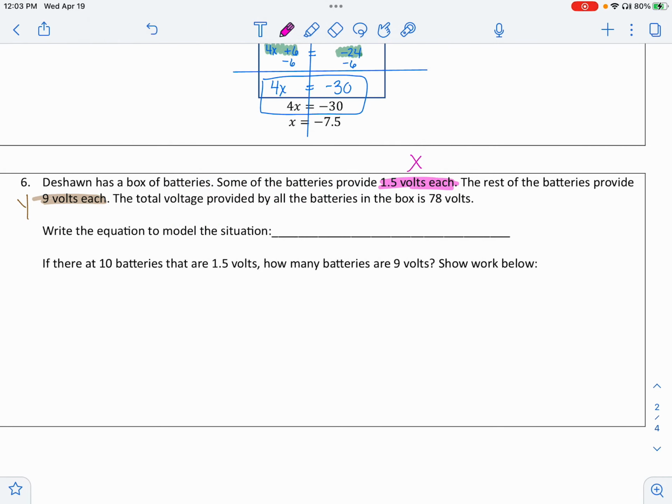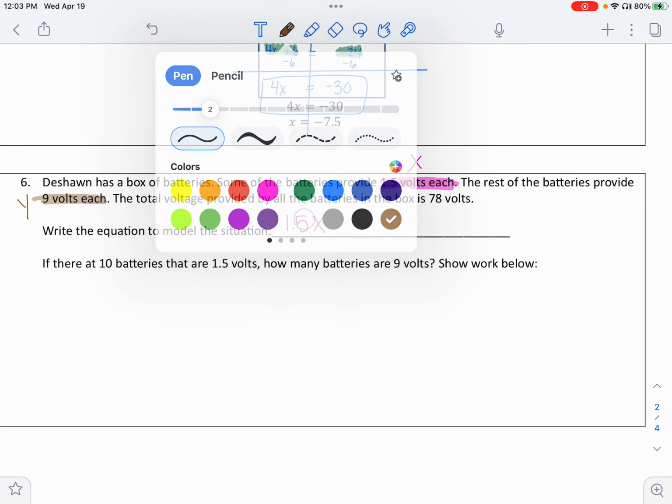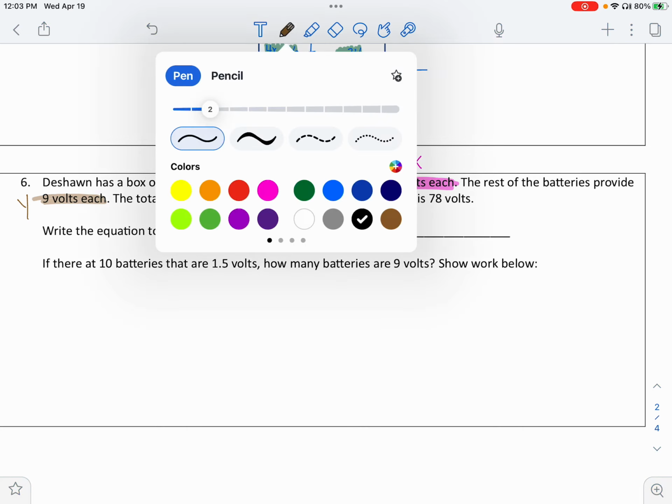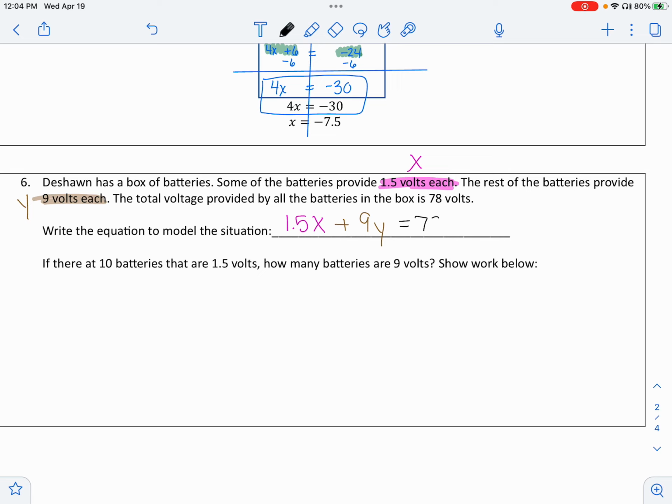So it sounds like 1.5 is the voltage for every X, and 9 is the voltage for every Y, for a total voltage of 78. Yes, I make that look easy. It's my job, so I better be good at it. But that is not an easy thing to do. So I had to identify there's 2 variables. What are they? Make an equation.